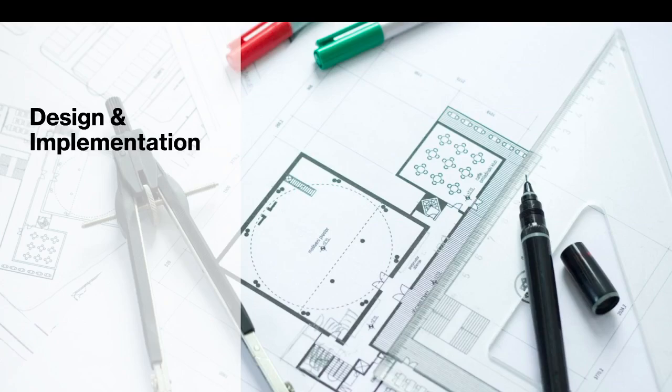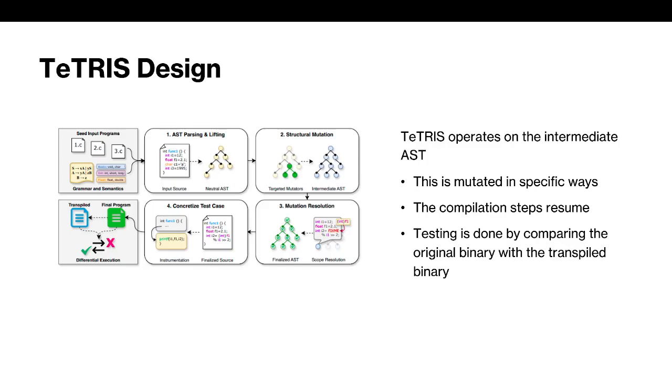So with that out of the way, let's discuss the design and implementation of TeTRIS. TeTRIS operates on the intermediate AST. This intermediate AST is mutated in specific and defined ways. After that, the compilation steps resume, and testing is done by comparing the original binary with the transpiled binary. So that's what TeTRIS does from a high level. We'll now discuss this in more depth.